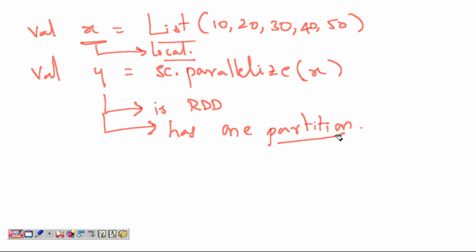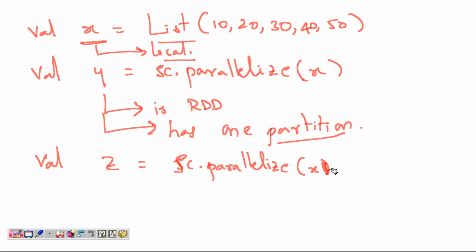If it is one partition, there is no question of parallelism. The total partition is available in one single machine. When you run some process, that single machine has to participate in the execution. Observe the same thing: val z is equal to, once again I am going to parallelize the same x. sc means here Spark context. sc.parallelize of x, I'm sorry, after x I am saying x comma 2. Now z is an RDD, and it has two partitions now.